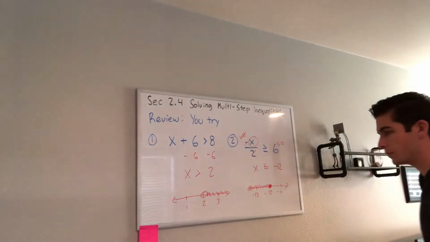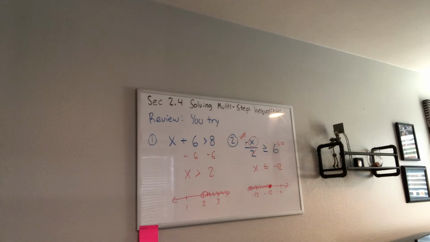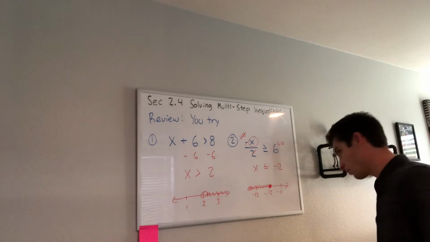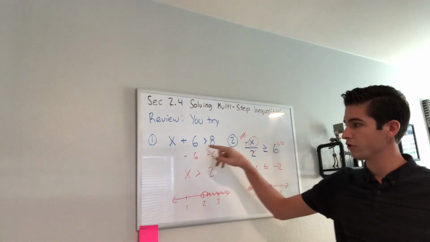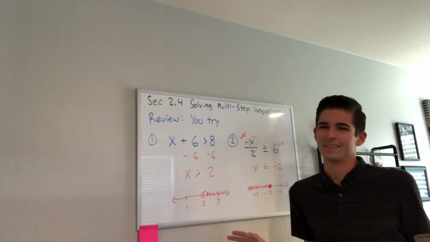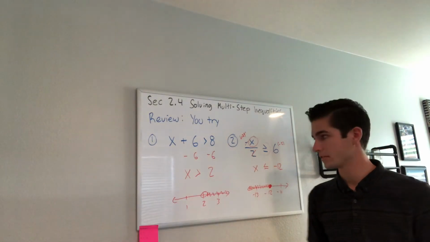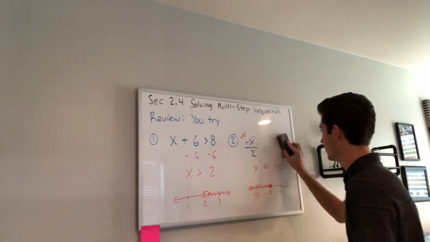Alright, so hopefully we got that all right. You can see and check the work up here. And we can move on to the lesson today. So today we're just combining these two. So it'll be like x over 2 plus 6 is greater than 8. It's not very hard. We just have to do 2 steps instead of just 1, right?